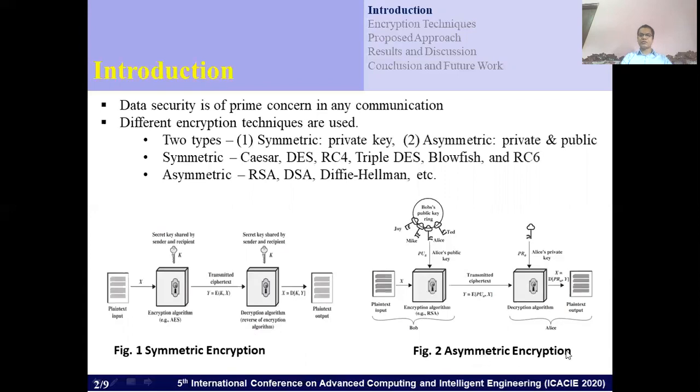Now we will talk about asymmetric encryption. Here we consider that Bob wants to send a message to Alice. Bob at first encrypts the plain text using Alice's public key and the RSA encryption technique. Then we will get the ciphertext. This ciphertext is then decrypted using the decryption algorithm and Alice's private key. Then we'll get the original plain text. So this is the concept of the asymmetric encryption.